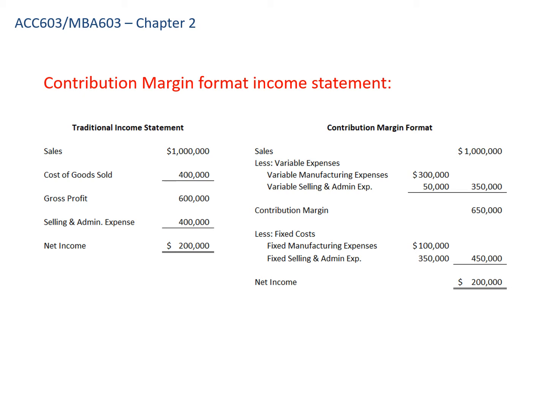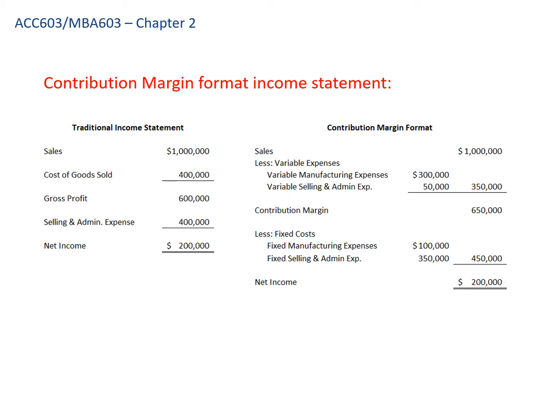So now that I've broken it apart, I get the same bottom line of $200,000, but now I can say meaningful things about what could happen in the future. And you can see here that on sales of $1 million, I have contribution margin of $650,000. The other way of looking at that is I have a contribution margin ratio of 65%. That means 65% of my sales dollars are going to flow through to contribute towards covering my fixed costs and provide for my net income.